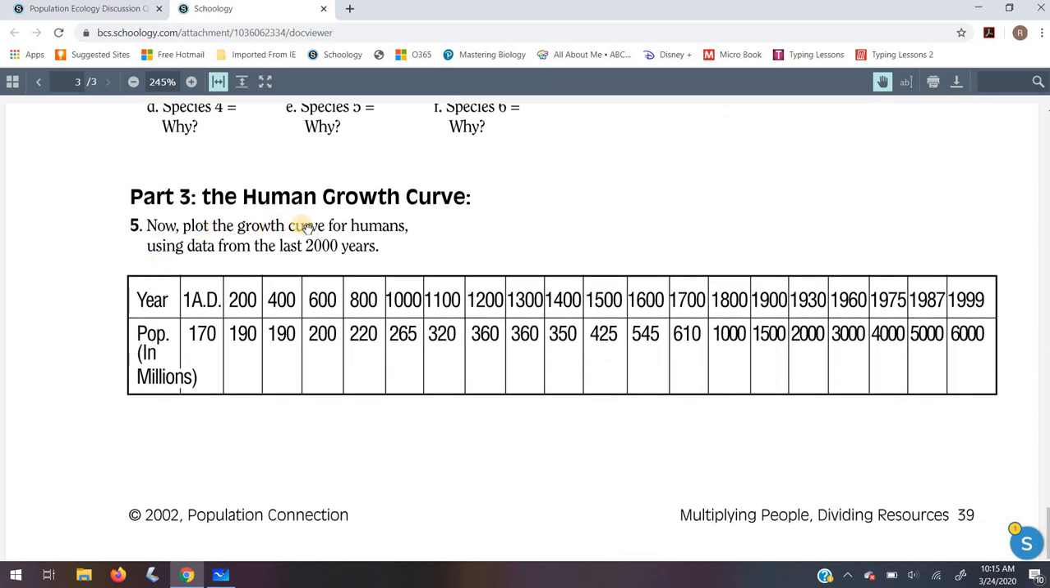Part 3 says plot the growth curve for humans using data from the last 2,000 years. So they give you the population in millions from 1 AD all the way up to 1999, and you're going to make a graph of that one.